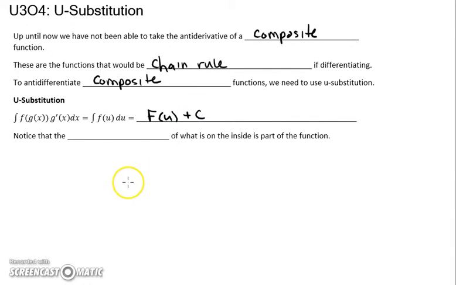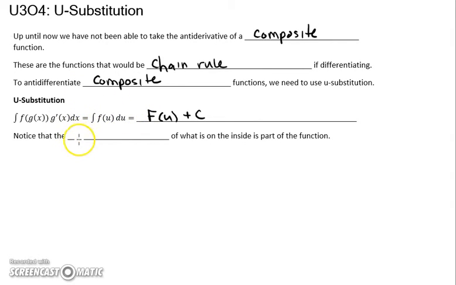What this all means is if we have a composite function, some function inside of another function, g of x inside f, we are going to rename g of x as u. We're going to replace g of x with u. That's where the u comes from in f of u. And g prime of x dx is going to turn into du.